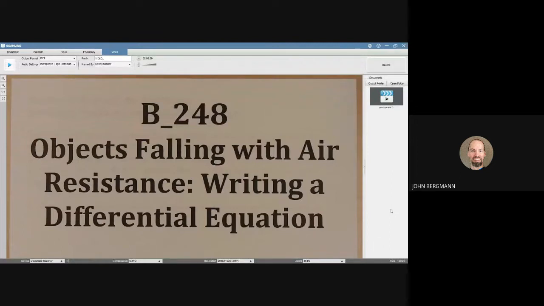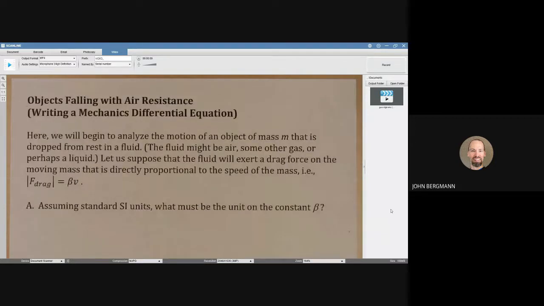Objects falling with air resistance, writing a differential equation. Now this video appears at this point in the sequence because although it's going to relate to mechanics, we are soon going to be writing and solving differential equations related to circuits. So we're going to get into the swing of things here by briefly diverting our attention back to mechanics.